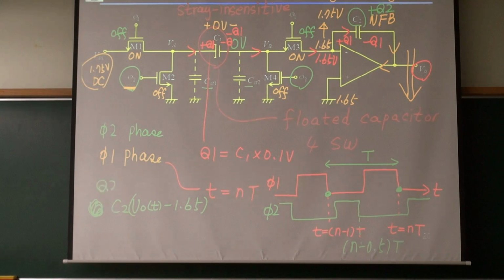Okay, this is Q2, at T equal nT. Okay, C2 Vo(nT) minus 1.65, that's my Q2 charge. This charge is (n minus 1)T minus 1.65 volt, and then there was a negative contribution, right? Minus C1 Vin, yeah, nT.